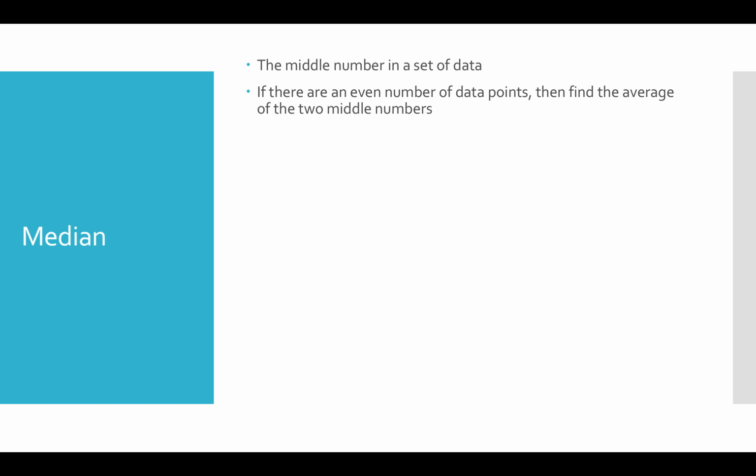Next, we have the median. The median is the middle number in a set of data. Now, you do want to make sure that your data is ordered from least to greatest or greatest to least. It needs to be in some sort of order. It can't be random. When you have an odd number, it's easy. When you have an even number, it's a little bit trickier. We have to figure out what the middle number is. And to do this, we're going to take the average of the 2 middle numbers.